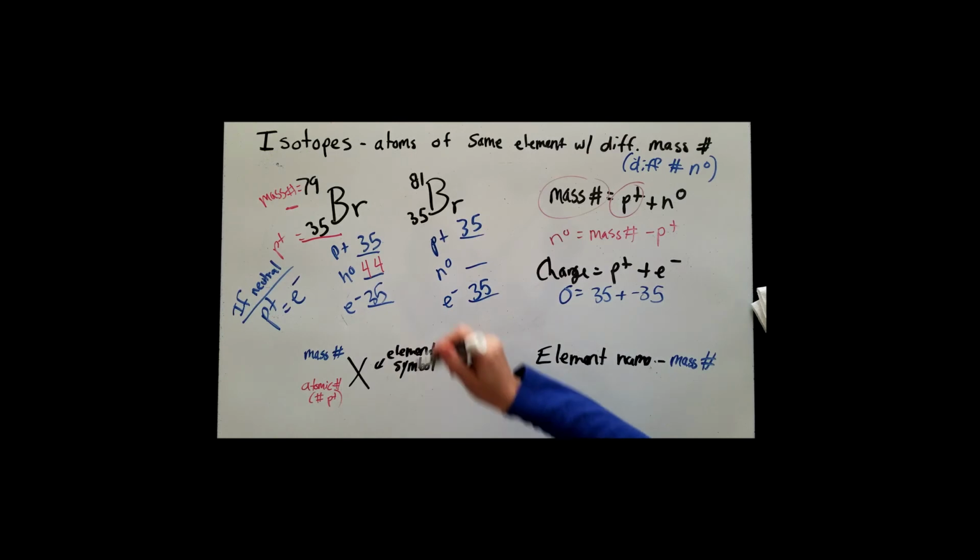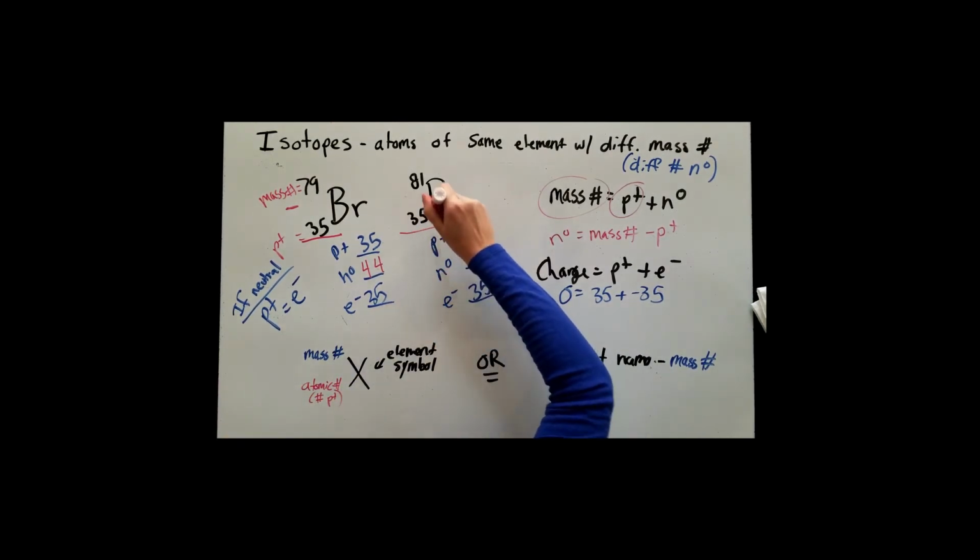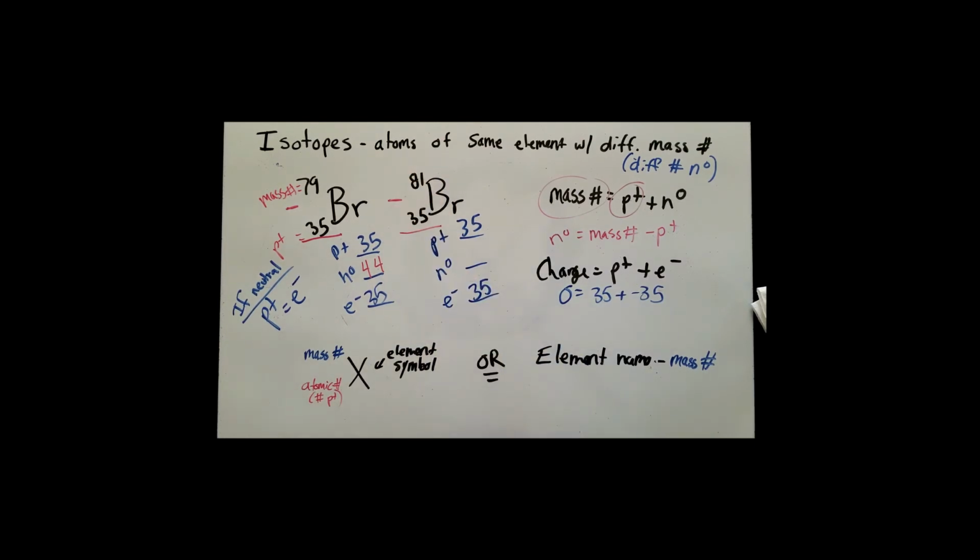When it's set up like this, we can simply put a line here and subtract the two. And in this case, we're going to get 46 for the number of neutrons.